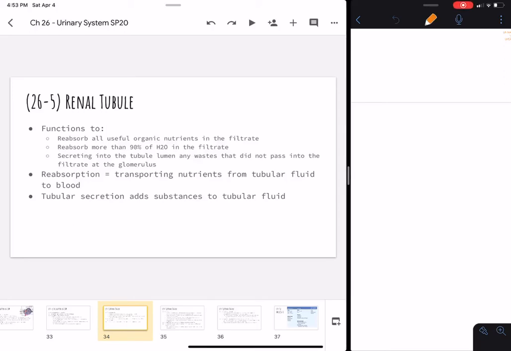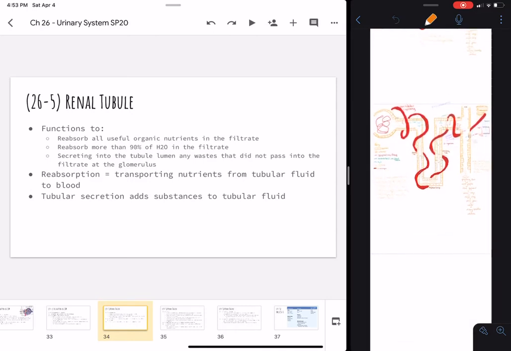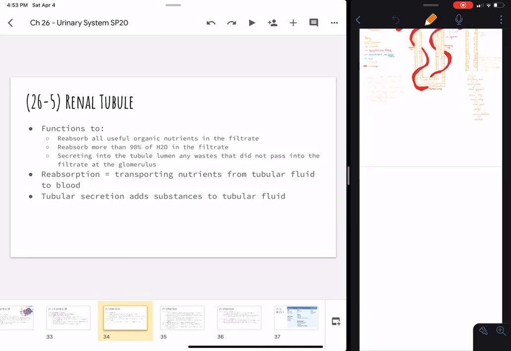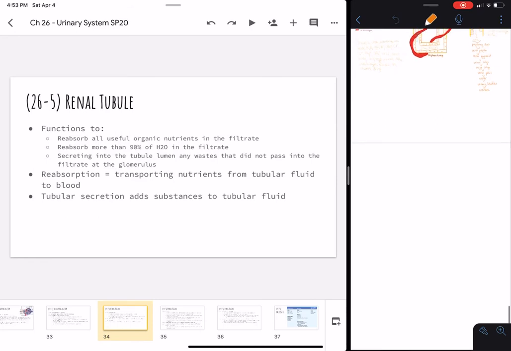Alrighty, welcome to 26-5 and 26-6. Here we'll just add a little bit more to the story of what's happening at the renal tubule. We already gave a pretty good description with our picture that we made earlier, so you can use that to reference as we talk about just some vocabulary that we need to mention about different transporters and such.